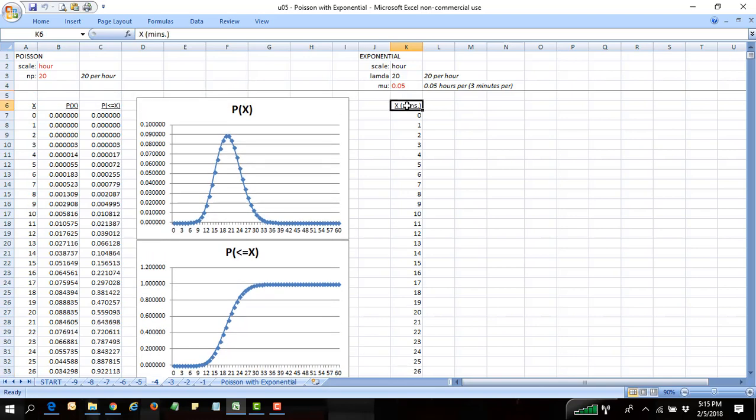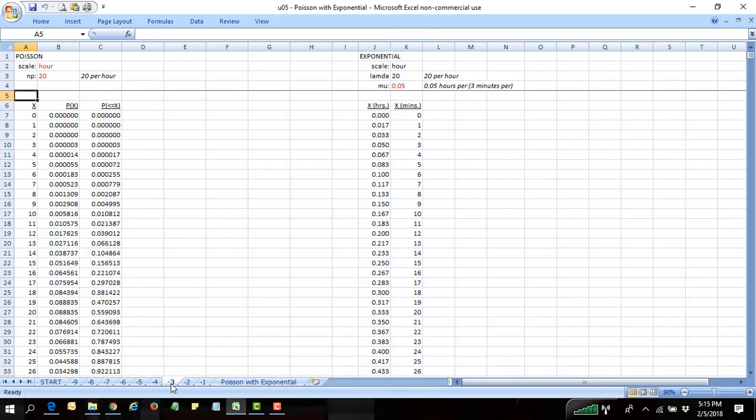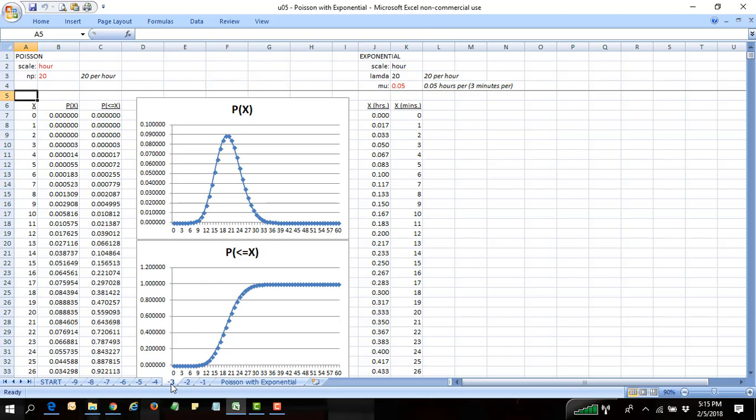So I know I want to be able to talk about minutes, but minutes are not the scale of the parameters that I'm given. So I have to convert and know what my x is in hours, because the scale of the distribution is in hours, and I need to plug hours into the formula as I go. So I've simply got a formula here where I can take the number of minutes divided by 60 to convert that into hours. And that's the number I'm going to need when I do my distribution.